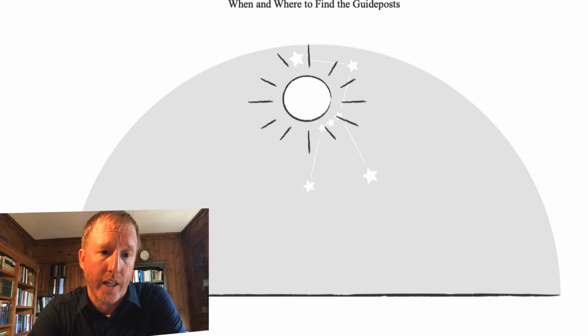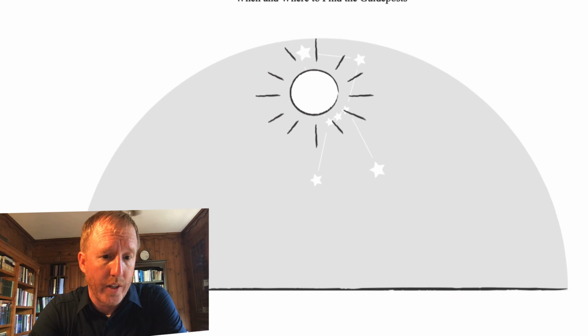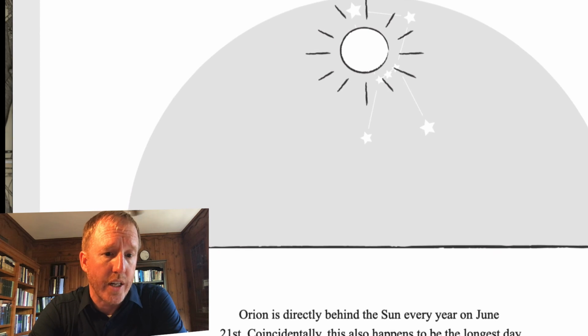What about on Valentine's Day, February 14th? Well, February 14th is a little more than 4 months before June 21. So Orion must be a little more than 4/12, that is 1/3, of a turn from catching the sun from behind.